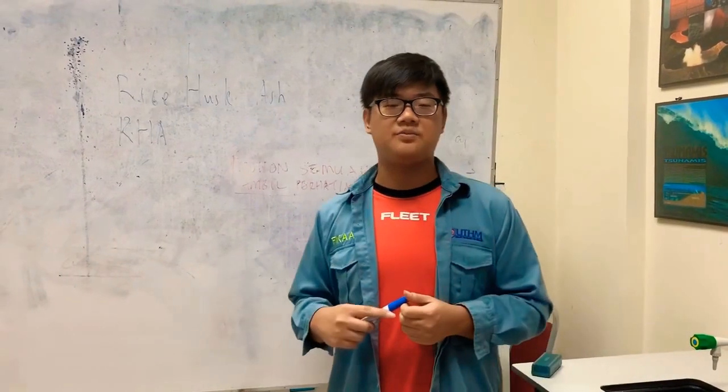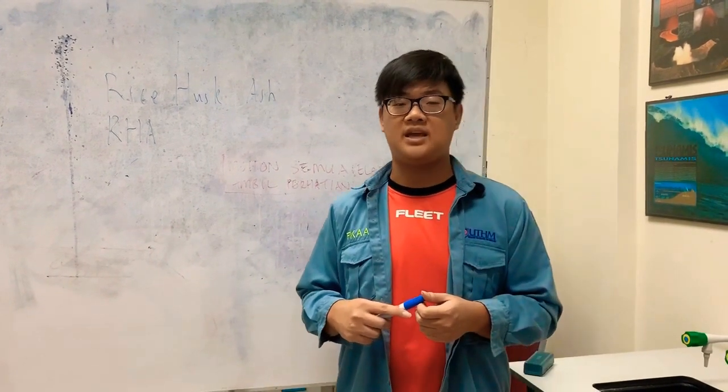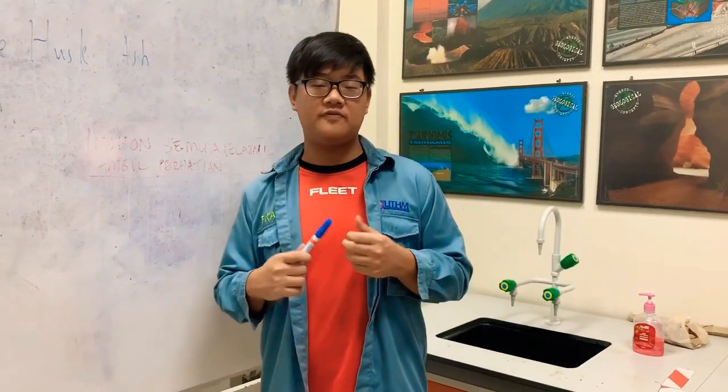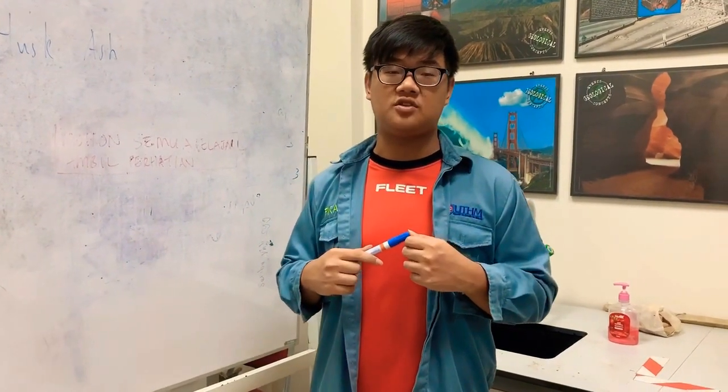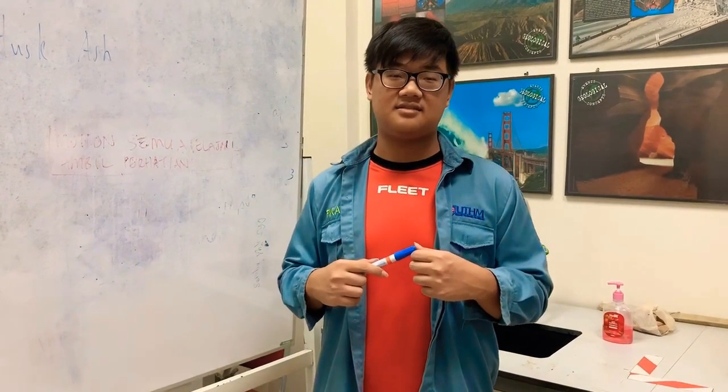RHA is very easy to find in Malaysia since Malaysia is a country that produces a lot of paddy every year. Besides being easy to find, it is also very cheap to buy since it is only waste from the rice product.